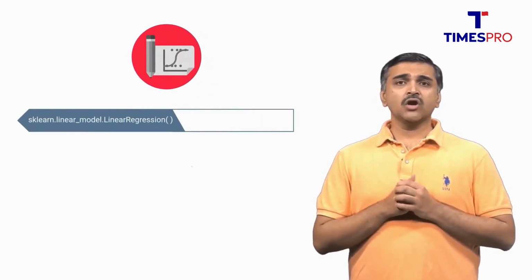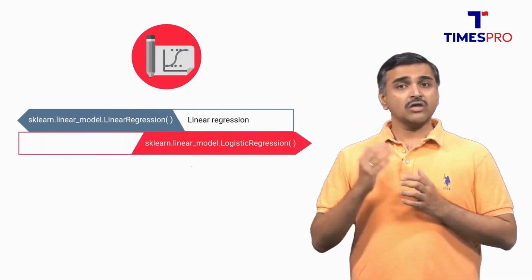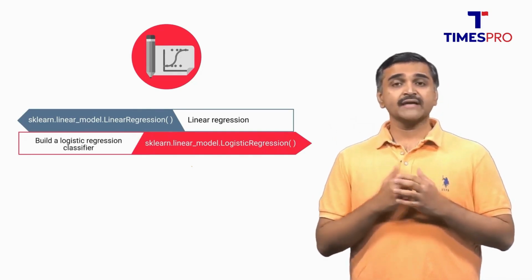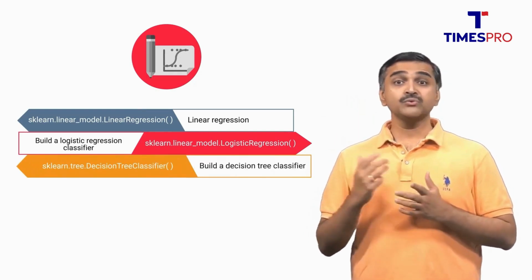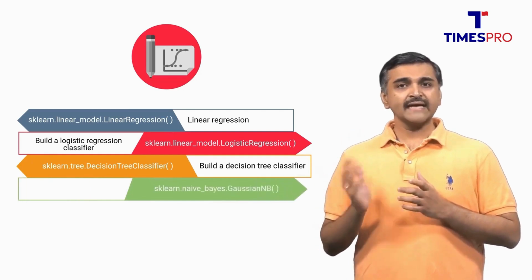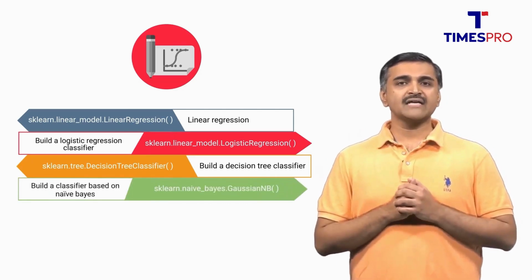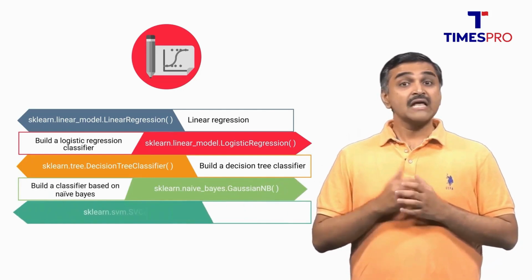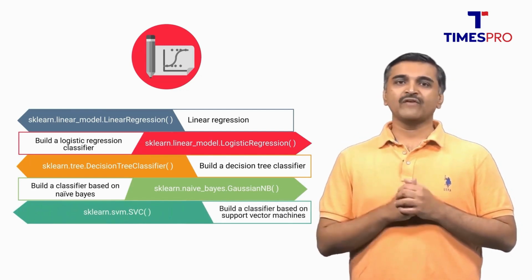Now, let's take a look at the classes in Scikit-Learn module used for classification and regression. sklearn.linear_model.LinearRegression is used for linear regression. sklearn.linear_model.LogisticRegression is used to build a logistic regression classifier. sklearn.tree.DecisionTreeClassifier is used to build a decision tree classifier. sklearn.naive_bayes.GaussianNB is used to build a classifier based on Naive Bayes. sklearn.svm.SVC is used to build a classifier based on support vector machines.